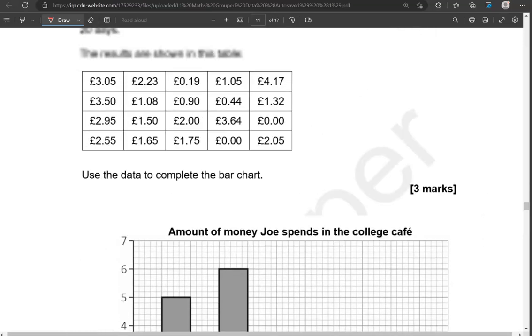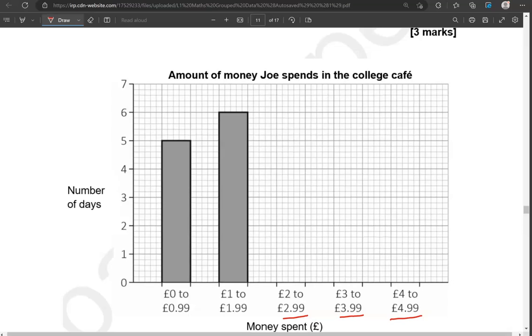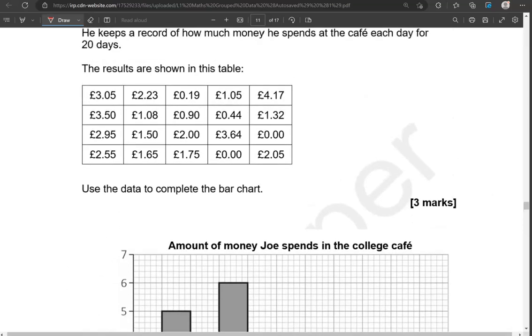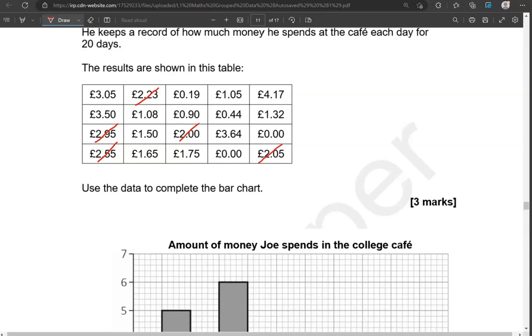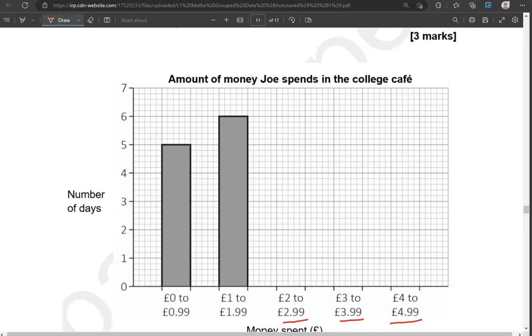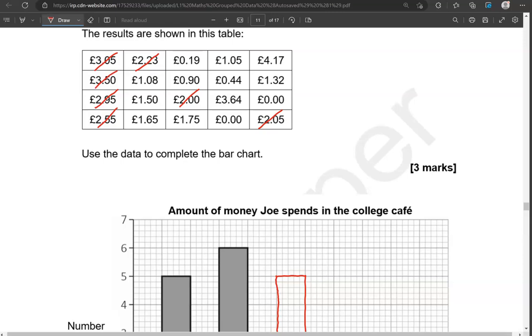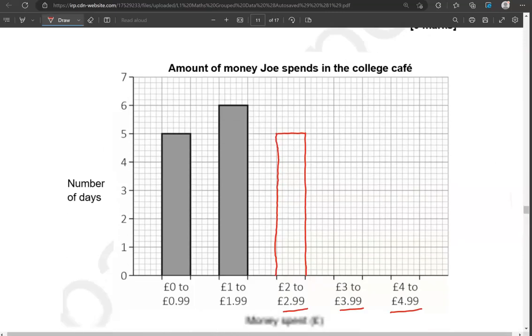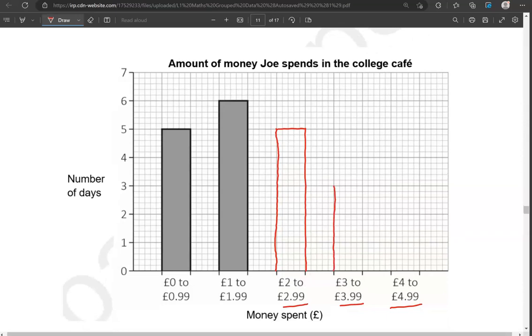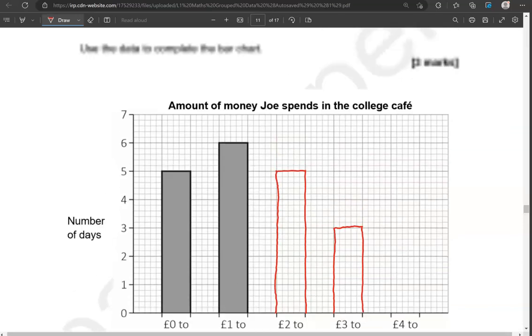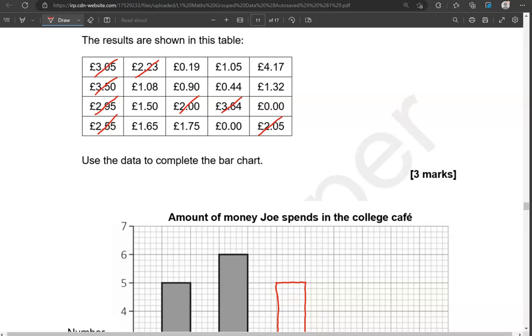So what is the number of days? First of all, for £2 to £2.99. So that is 1, 2, 3, 4, 5. £3 to £3.99. That is 1, 2, 3. So that's 3 of them. £4 to £4.99. That's just 1.